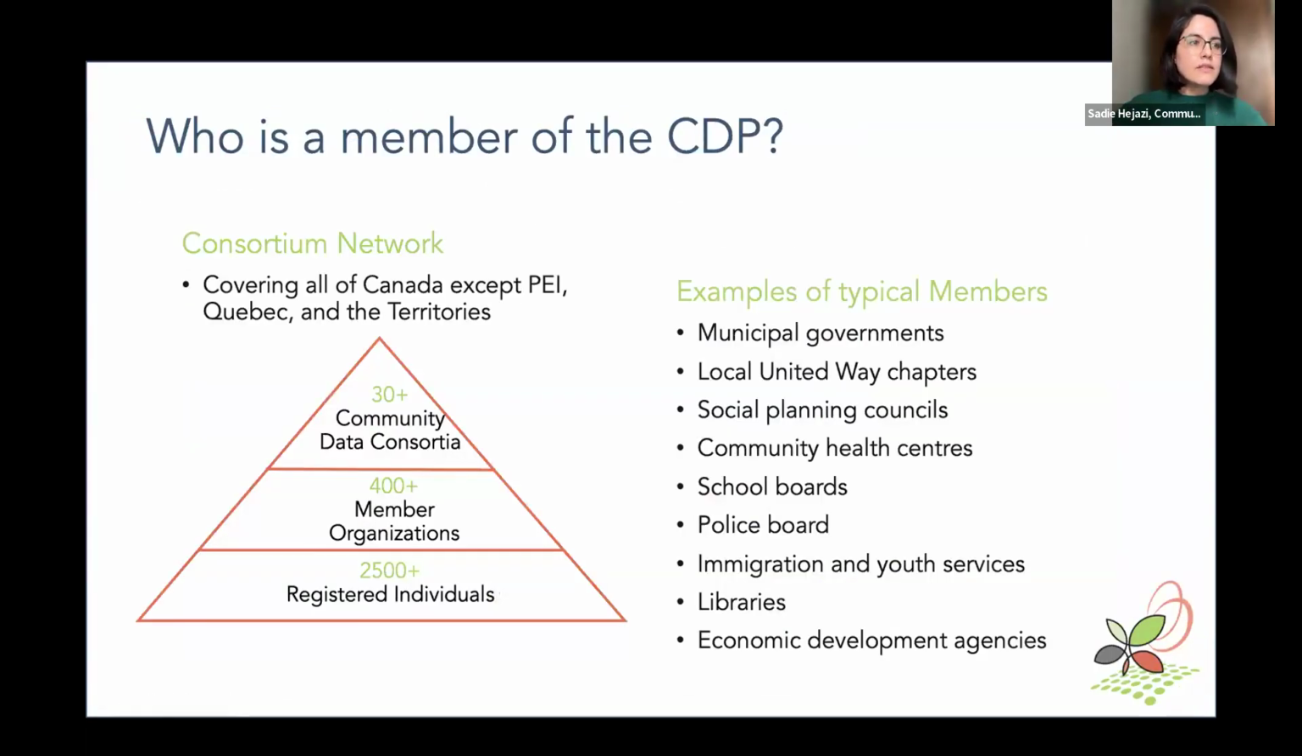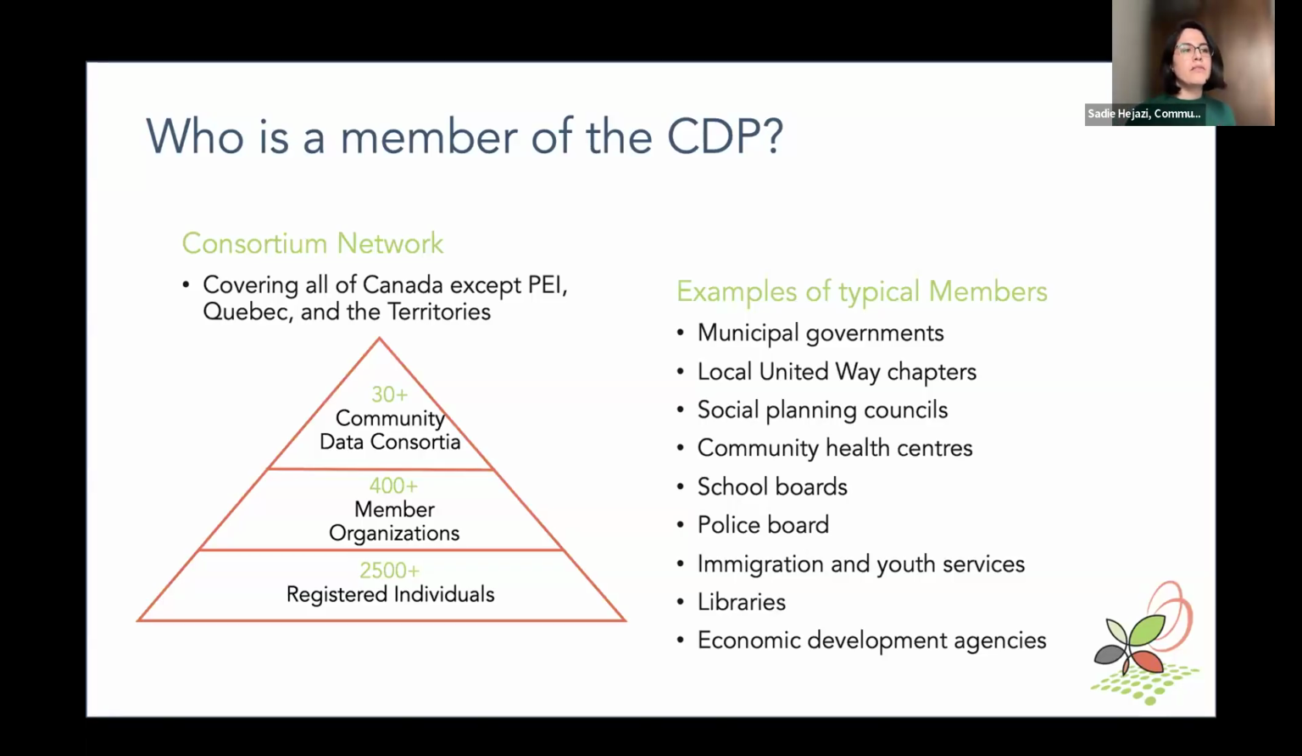So this slide talks about how the CDP is structured. The CDP operates as a consortium network. We have over 30 consortia, which in total have more than 400 member organizations, and in total for all the organizations, we have over 2,500 registered individuals.